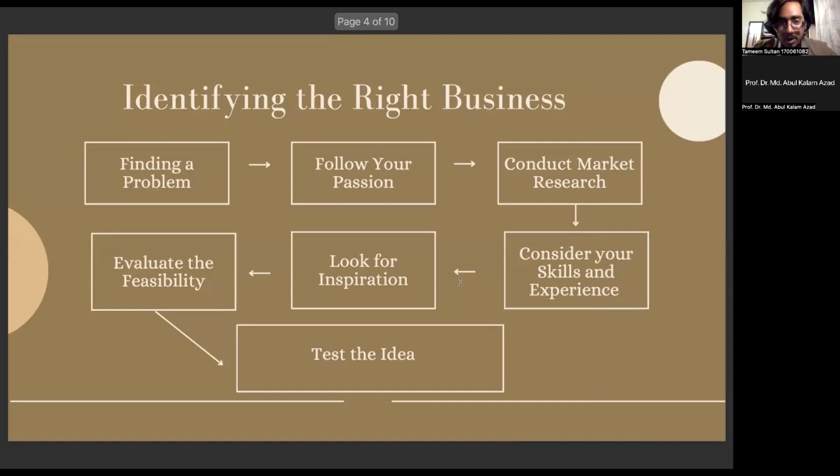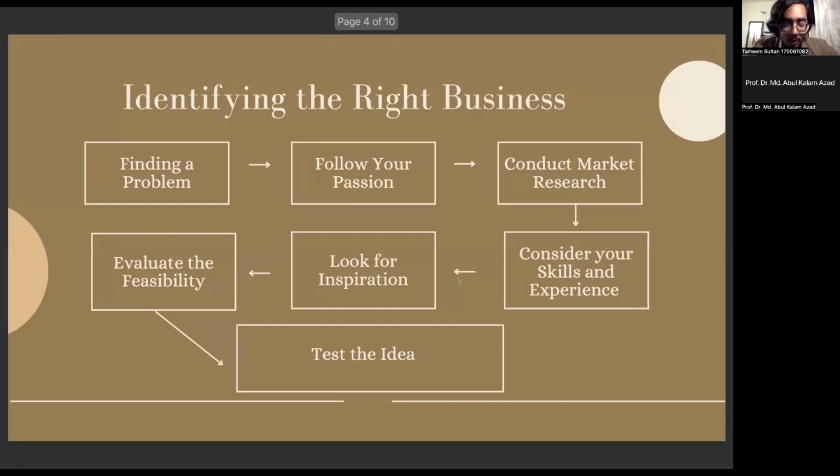So this is the hardest part of starting a business: finding or identifying the right business idea. Finding the right business idea is the main challenge here. There are several strategies that I have outlined, which can help you identify potential opportunities. Here are a few ideas.